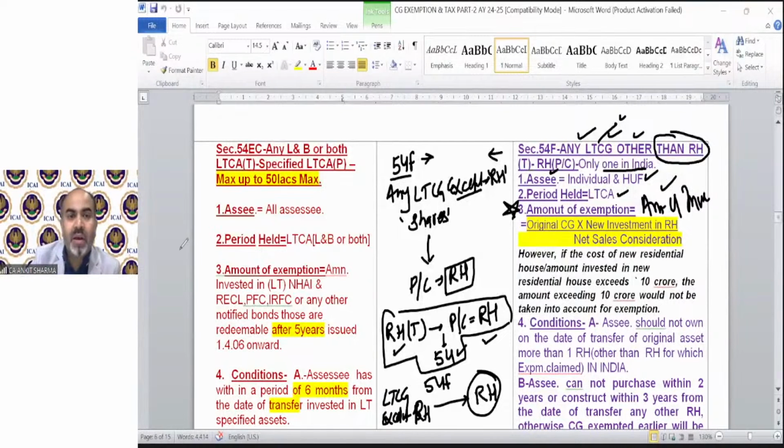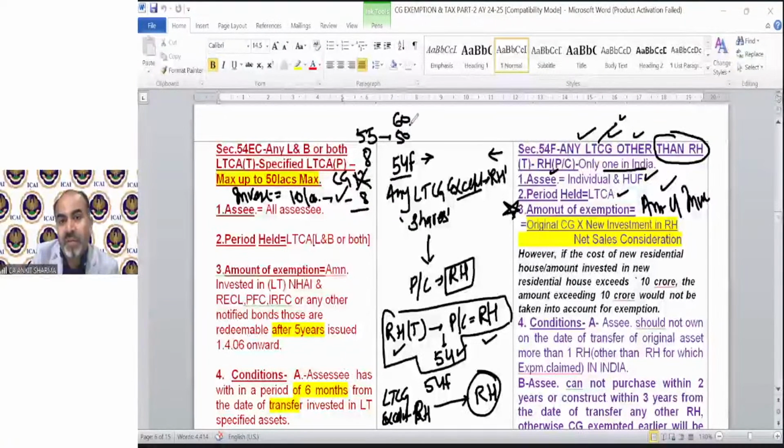For example, under section 54EC, if you invest 10 lakh rupees and the capital gain is 12 lakh, you will get the exemption of the full 10 lakh. If you invest 10 lakh rupees but the capital gain is only 8 lakh, then you can claim the exemption of 8 lakh rupees. If the capital gain is 60 lakh and you invest 55 lakh, then you can only claim 50 lakh because a maximum of 50 lakh is allowed.